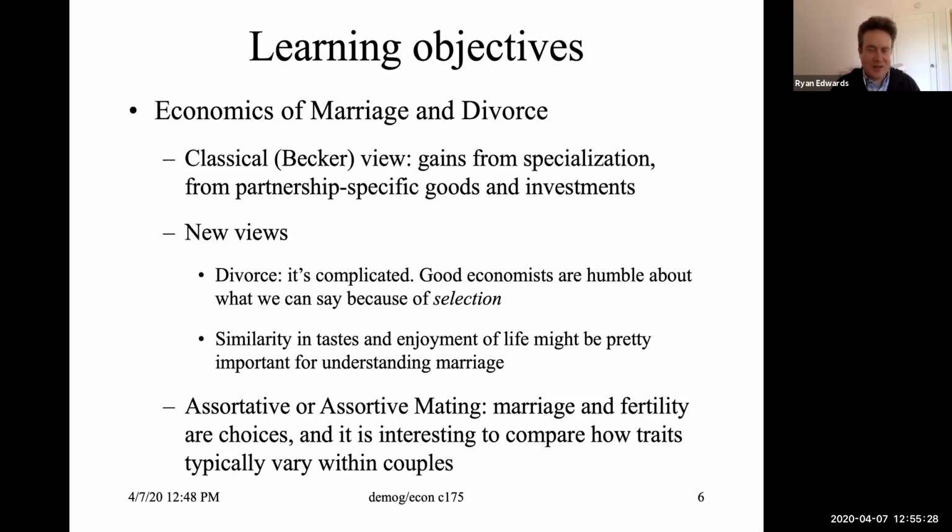Finally, then the last topic that we'll touch on today is assortative or assortive mating. They mean the same thing, and the usage just varies a little bit. Becker writes assortive, it means exactly the same thing. Marriage and fertility are choices. It's interesting to compare how traits typically vary within couples, and how there can be positive assortive mating where you see similar traits with a positive correlation across couples. Negative assortive mating usually means that there's a combination of very different types. And so that's fun to look at in data and to think about what it means.